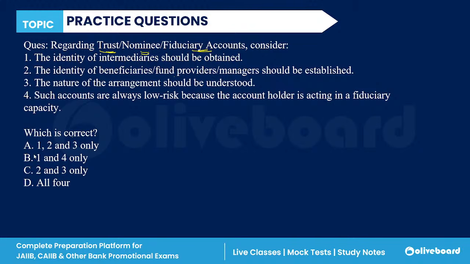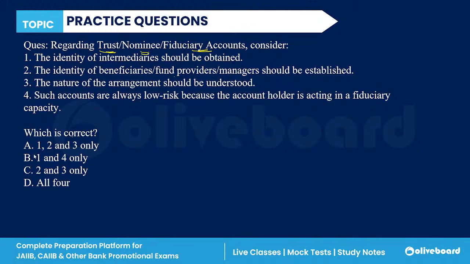Okay. So first, the identity of intermediary should be obtained. Yes. The identity of beneficiaries, fund provider, manager should be established. Yes. The nature of the arrangement should be understood. Yes. Such accounts are always low risk because the account holder is acting in a fiduciary capacity. No.